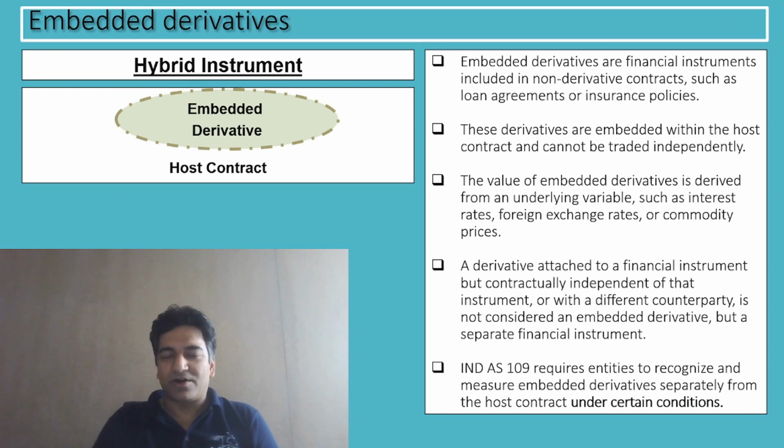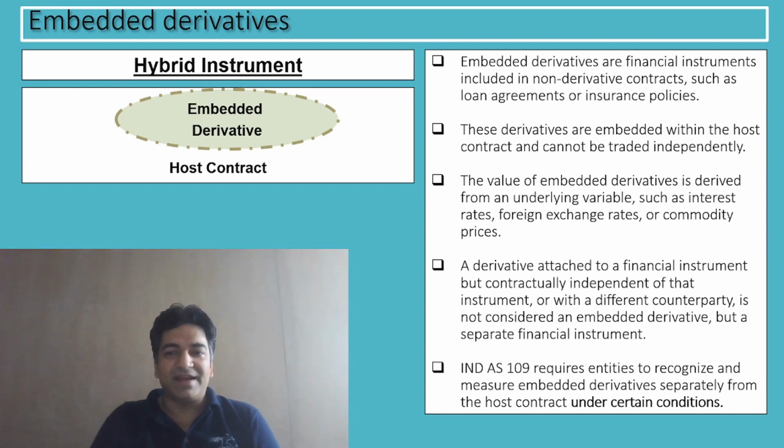So guys, let us now discuss what embedded derivatives are. Embedded derivatives are financial instruments included in non-derivative contracts such as loan agreements or insurance policies. You can view in the diagram that there is a hybrid instrument which consists of embedded derivatives along with the host contracts. These derivatives are embedded within the host contract and cannot be traded independently.